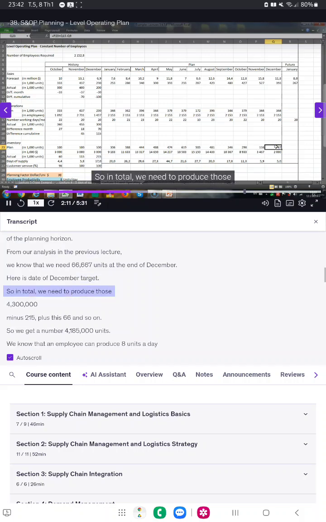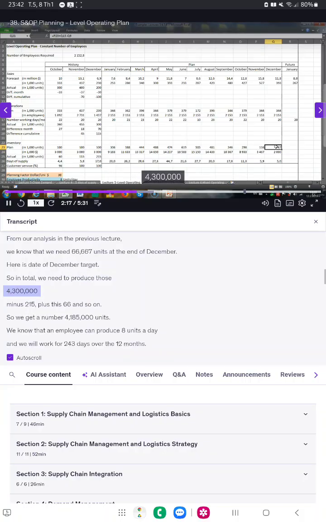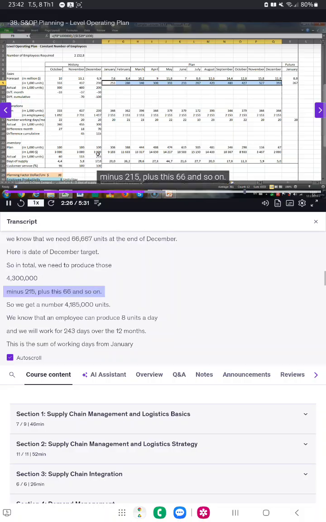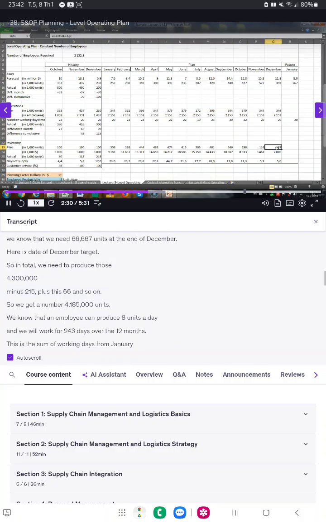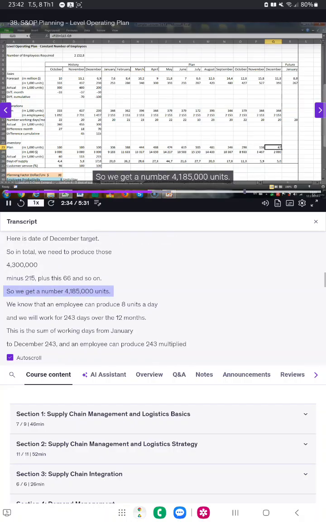So in total, we need to produce those 4,333,000 minus those 4,033,000 and so on thousand, minus 215 plus this 66 and so on.